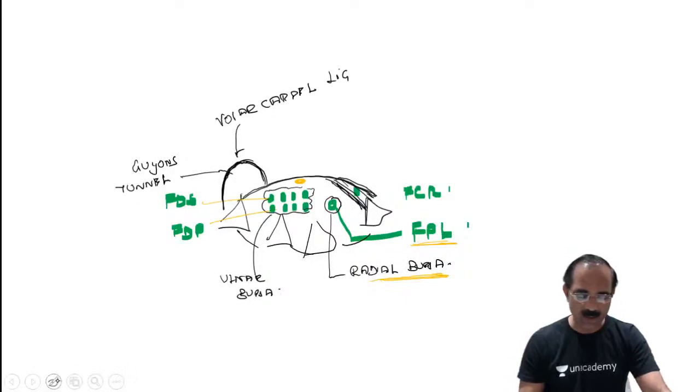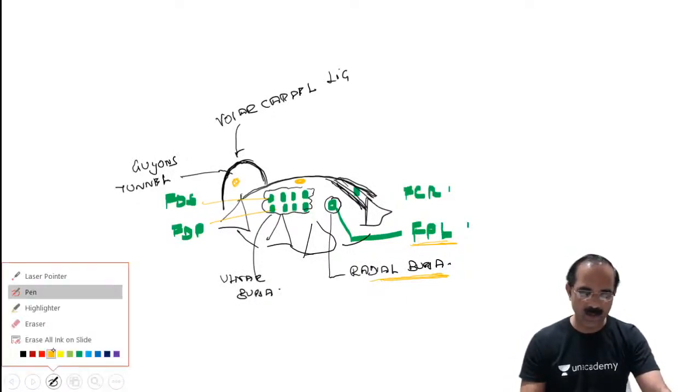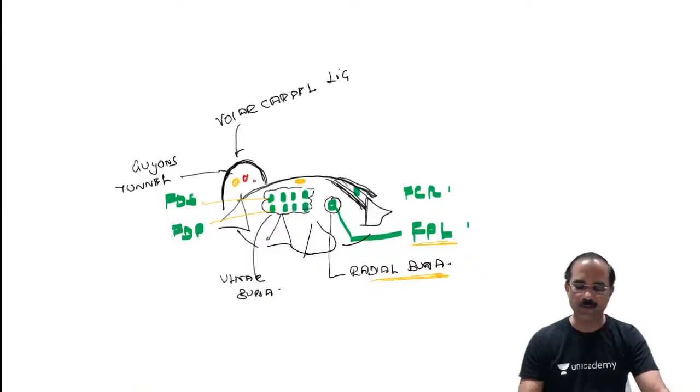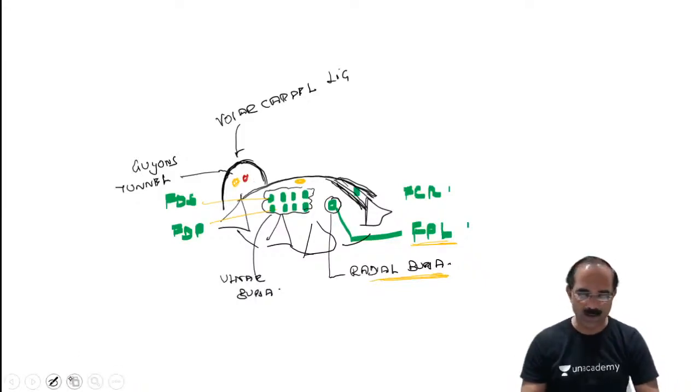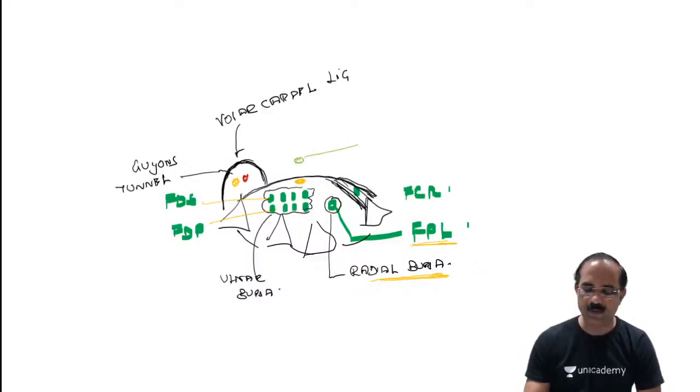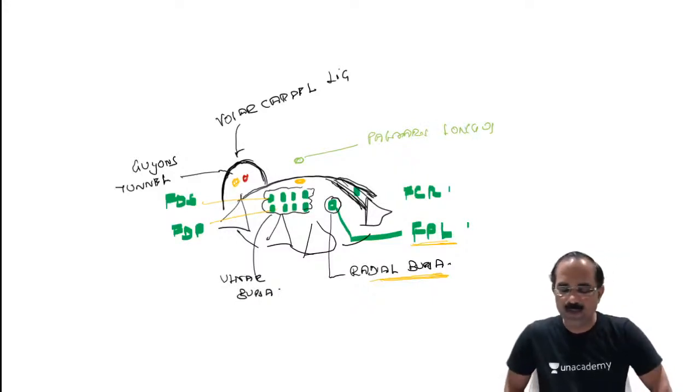And what passes through the Guyon's tunnel, students? Through the Guyon's tunnel pass the ulnar nerve and ulnar artery. And what is this tendon that goes above the flexor retinaculum? That's the tendon of palmaris longus.